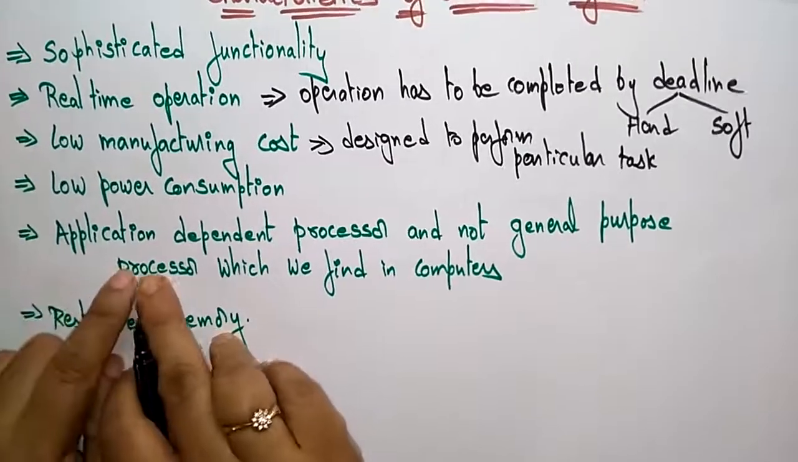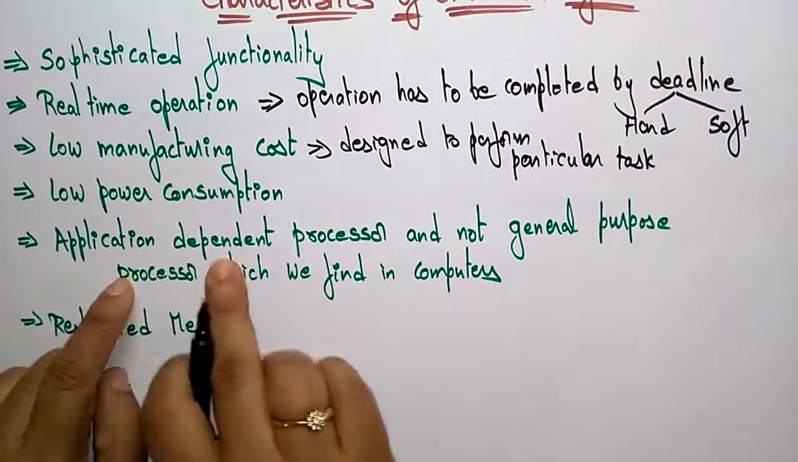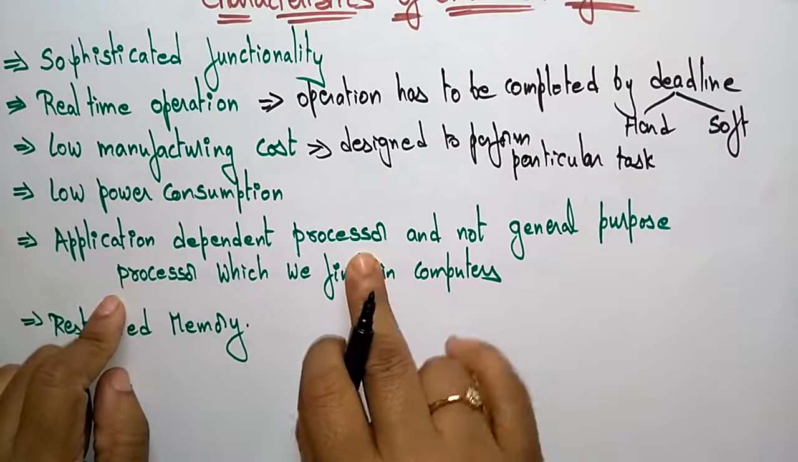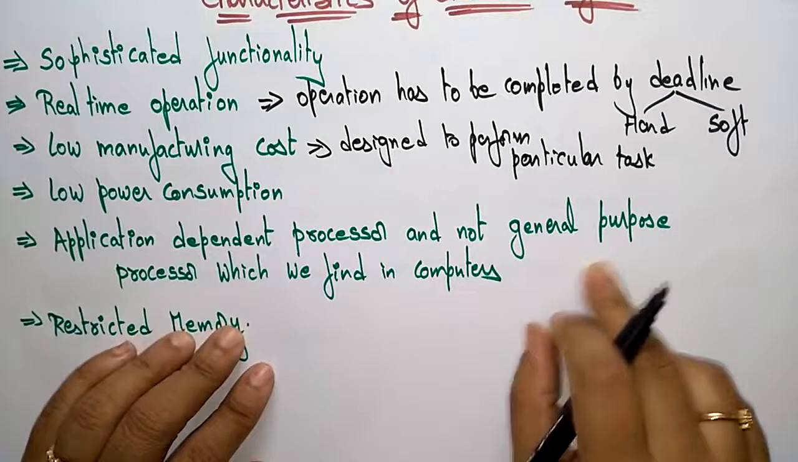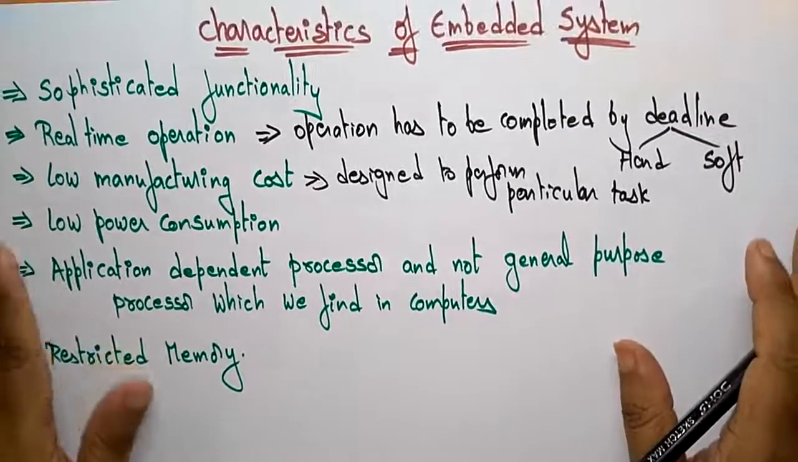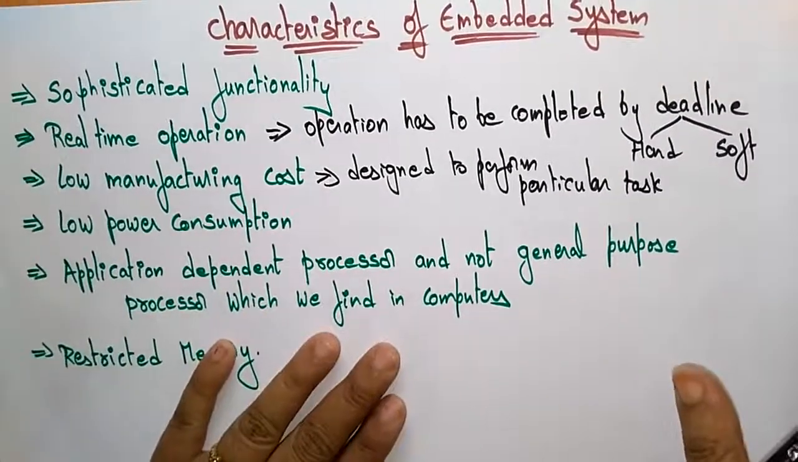We are saying that an embedded system is an application dependent processor, and not a general purpose processor which we find in computers. And the restricted memory: whatever embedded system or appliance you take, there is restricted memory. So these are the different characteristics of embedded systems.